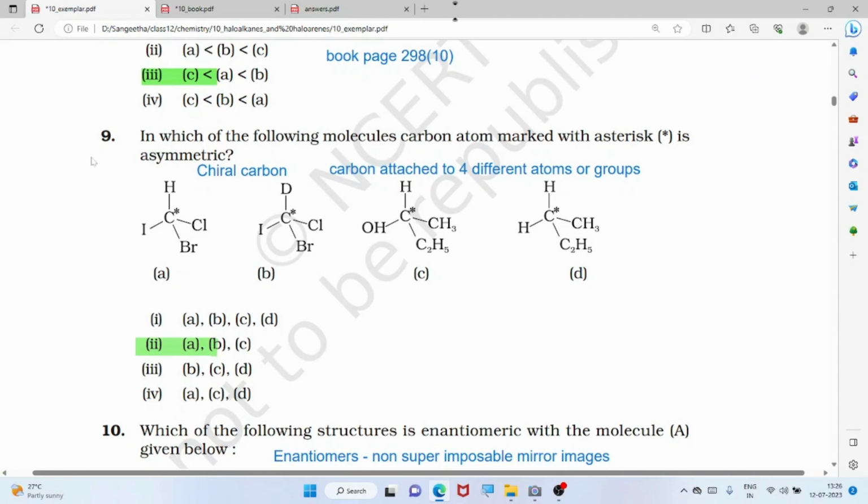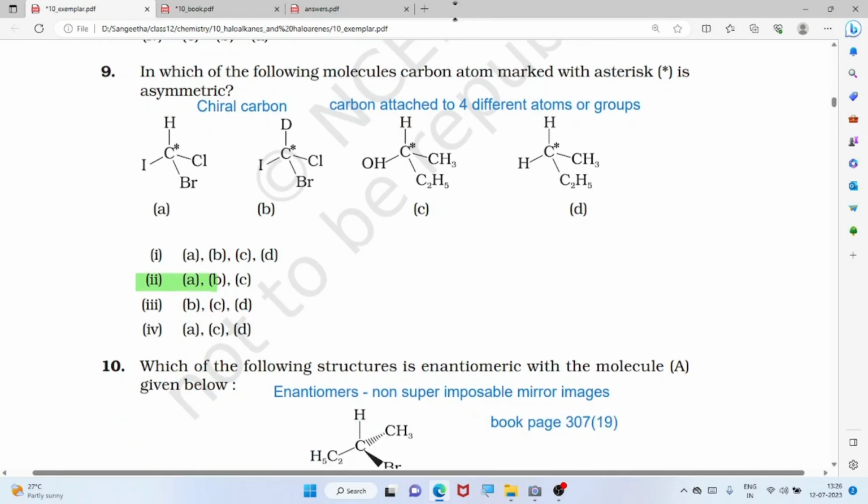In which of the following molecules is the carbon atom marked with an asterisk asymmetric? Asymmetric means a carbon attached to 4 different atoms or groups. Here we have 2 same atoms, so this is not asymmetric. All the 3 are asymmetric here. We have 4 different atoms and groups attached to the carbon atom.